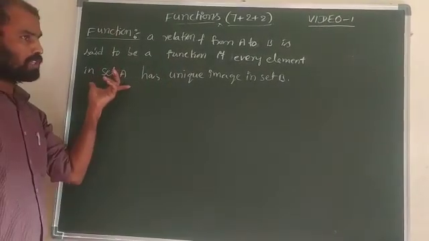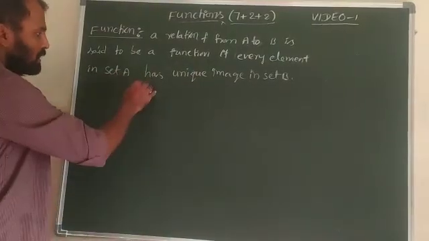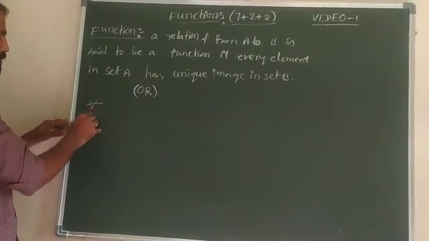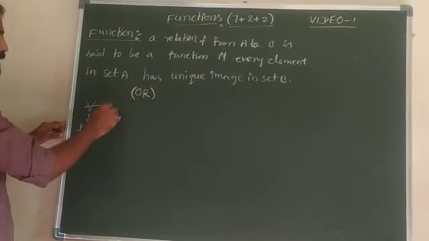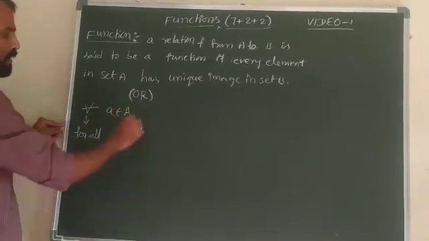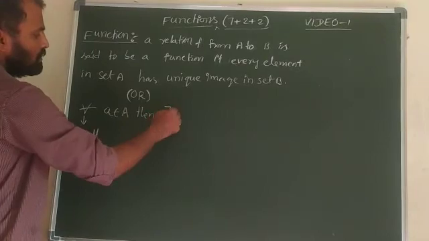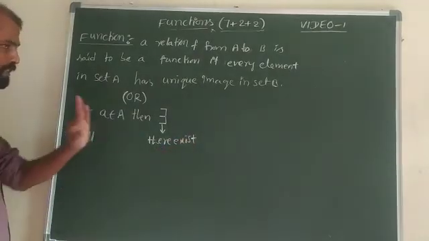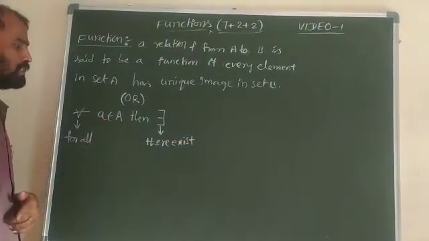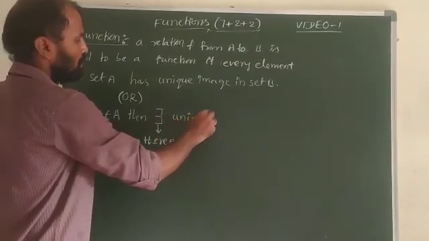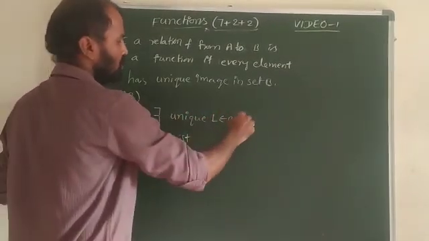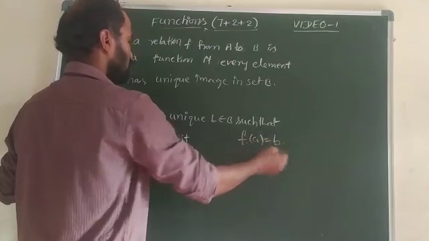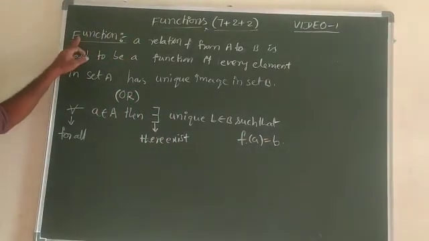That means every element in set A must have a unique image in set B. In other words, for every a belongs to A, this is the symbol for all or for every, then there exists, this symbol is there exists, a unique b belongs to B such that f of a equals b, then it is said to be a function from A to B.